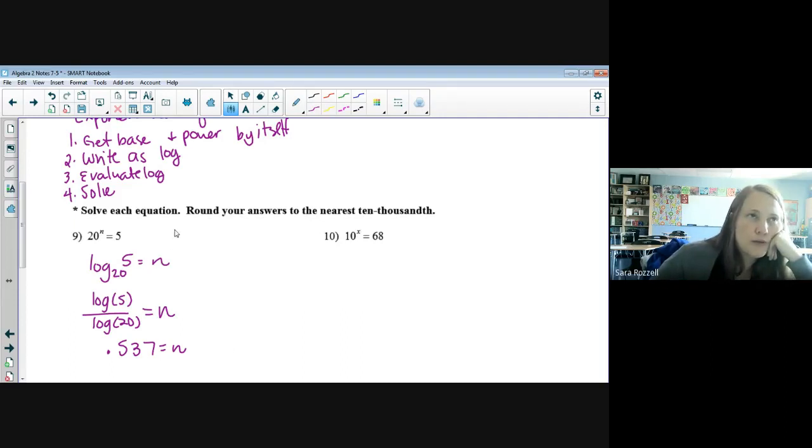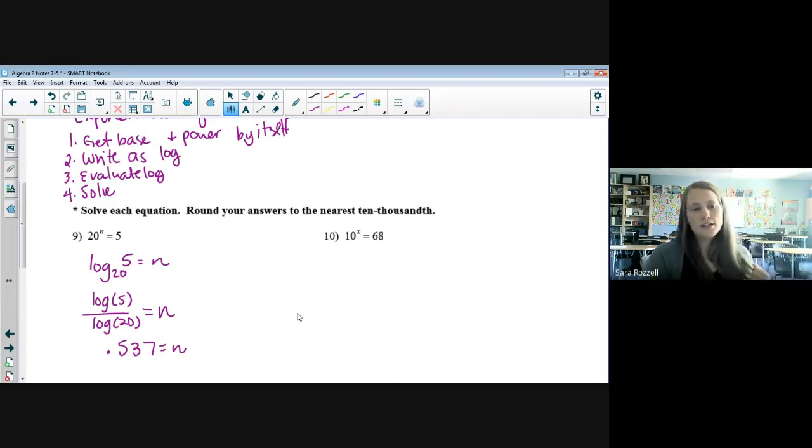So on these problems, we combine together rewriting as logs, and we also combine together the change of base, or putting it in the calculator. Those are the 2 skills that we have to know to be able to do these problems. All right, y'all go ahead and write number 10 as a logarithm. And then I'll double check, make sure that's good.